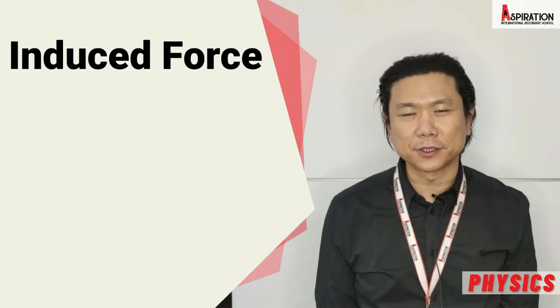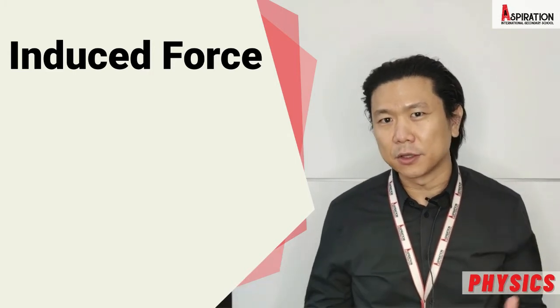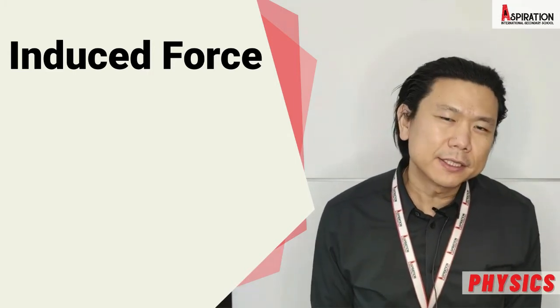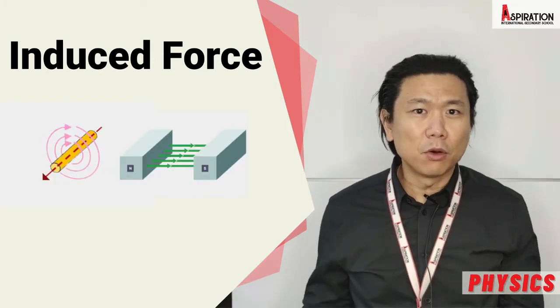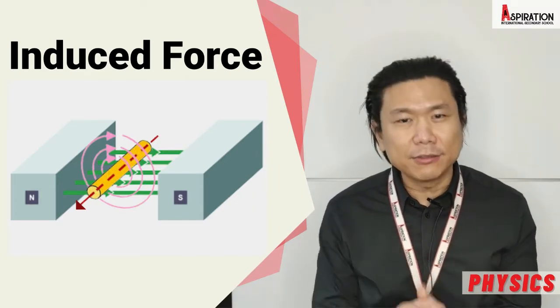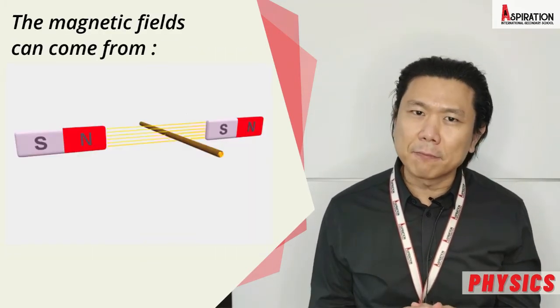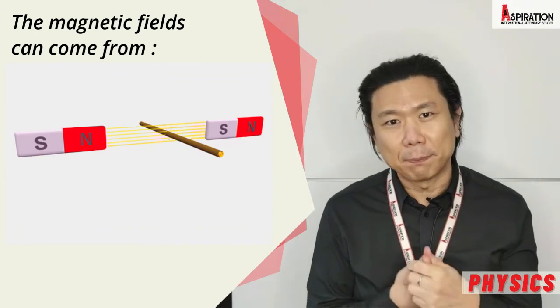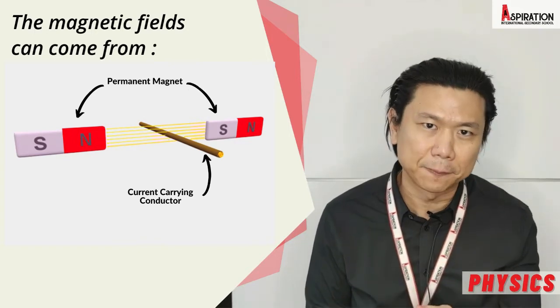Now let's first start with induced force. When we say a force is induced, we mean that a force arises or a force comes about. So in physics, a force is induced when two or more magnetic fields overlap in the same region and they interact to induce a force. So in IGCSE, the magnetic fields come very often from a permanent magnet and a current carrying conductor.